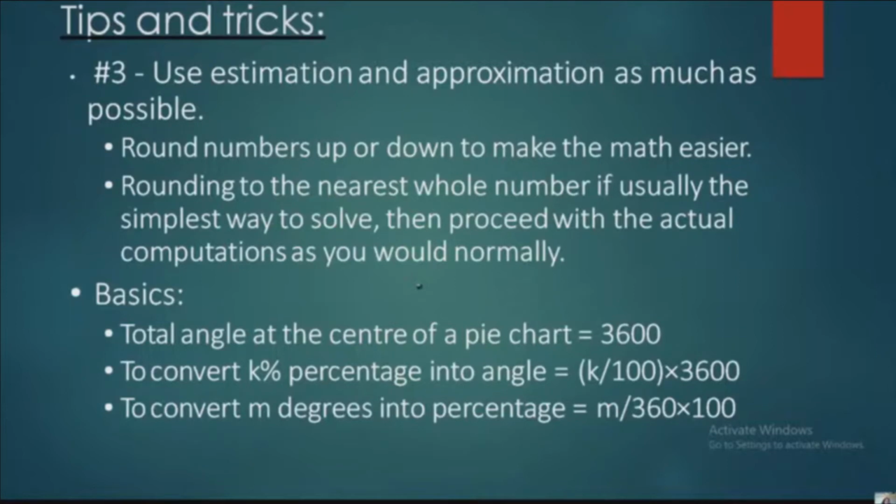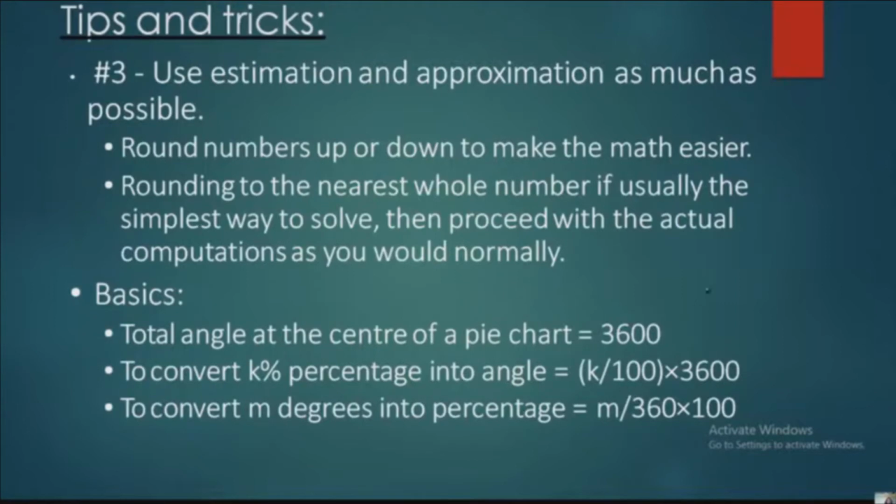From a point-wise view, it will not create that much of a difference. You will get the nearest answer, and then seeing the options, you can choose which is very near to the answer you got. This is the simple way where you can round off the numbers and use it. Next is the total angle at the center of a pie chart.